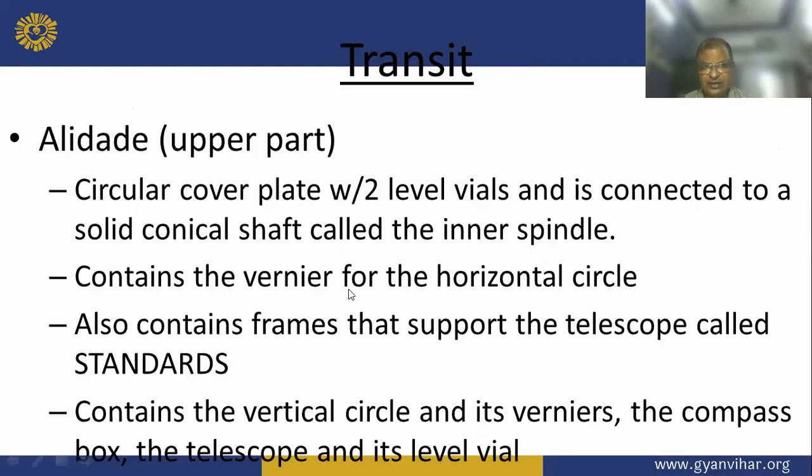Components of the transit. Now the upper part: the circular plate, with two levels, connected to a solid conical spindle called the inner spindle. It contains the vernier for the horizontal circle, and also the standards that support the telescope, the vertical scale with its vernier, and the compass.